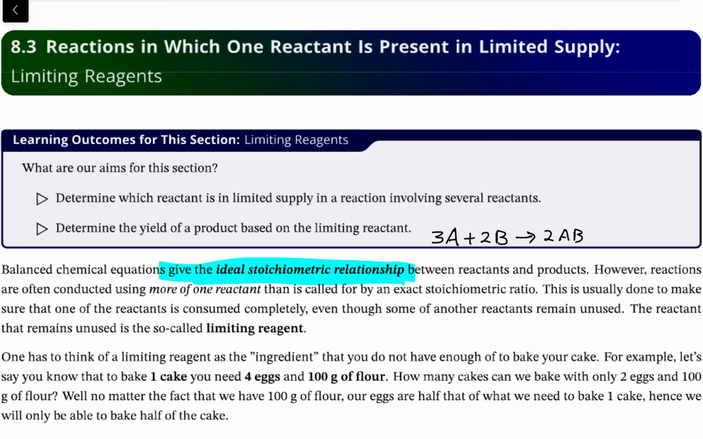that tells you 3 mole of A will react with 2 mole of B to form 2 mole of AB, right? That's what our chemical equation tells us. But the question comes in, what happens if we only have 1 mole of A, right? And we still have 2 mole of B.